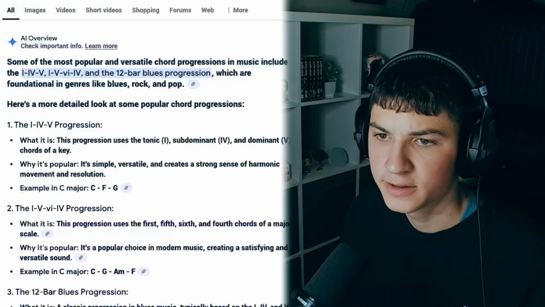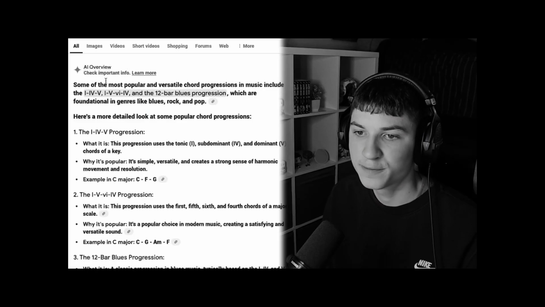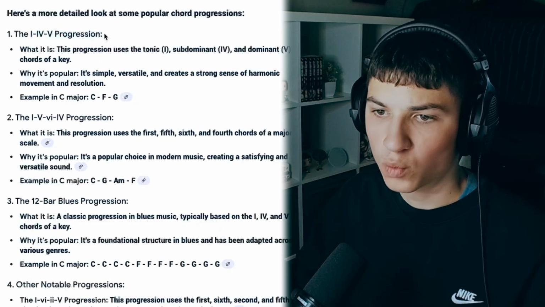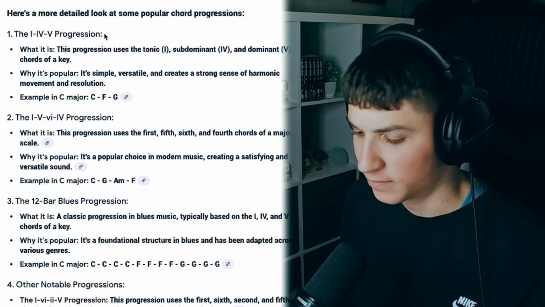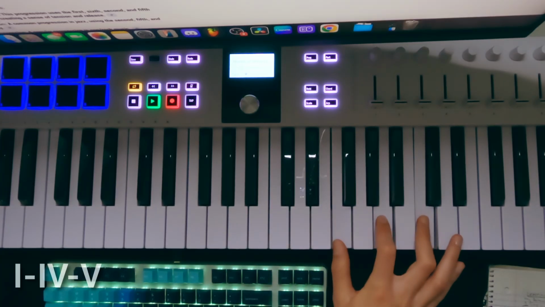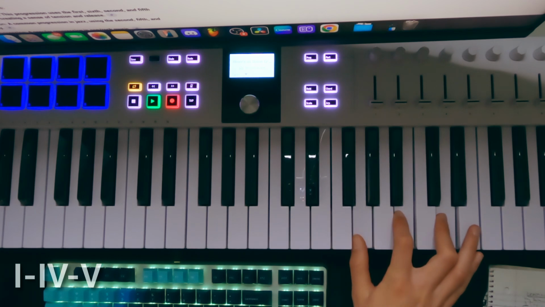All right, so I found the AI overview from Google, but it had just a couple chord progressions I'm going to look at. First, we've got the 1, 4, 5, and we're just going to do this all in C major because it's super simple. So 1, 4, 5. So that sounds interesting.